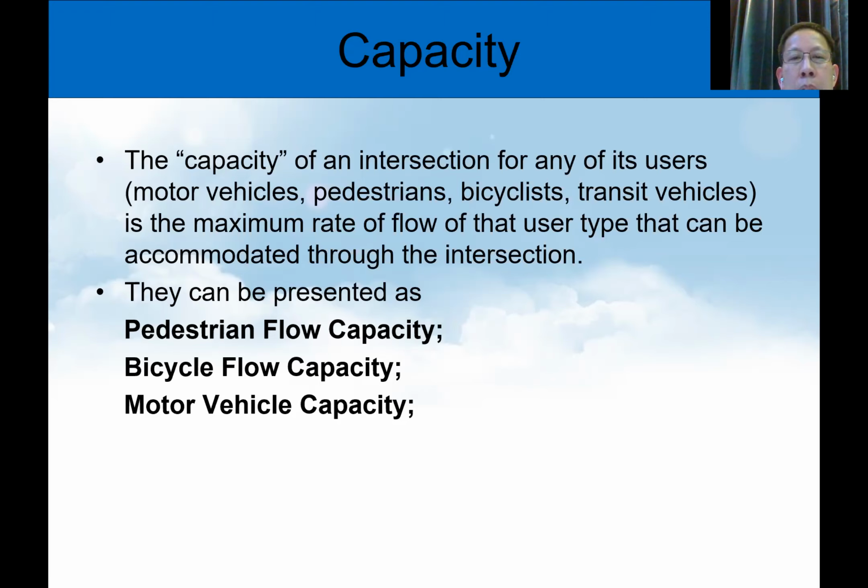But to emphasize, in the urban area, capacity should include the flow of pedestrians, the flow of bicycles, and the flow of motor vehicles.